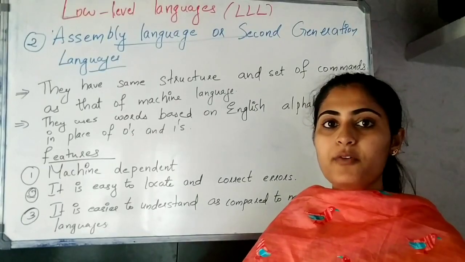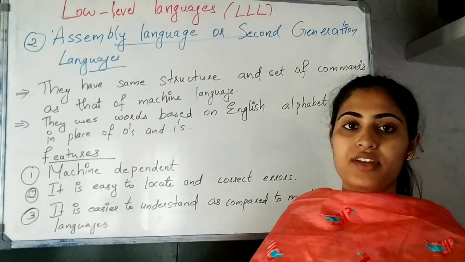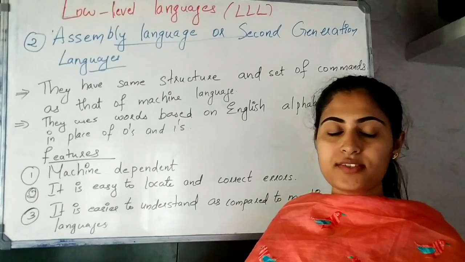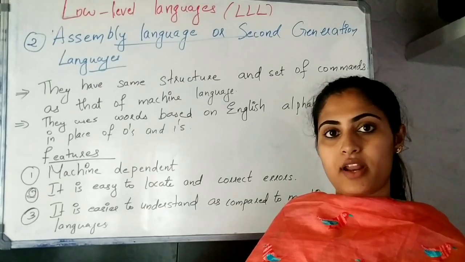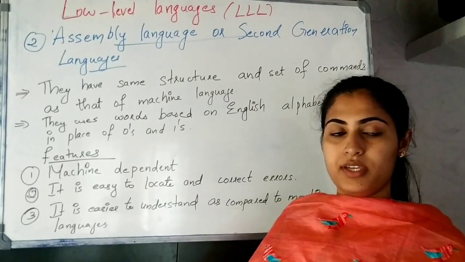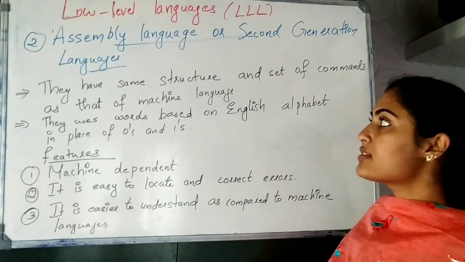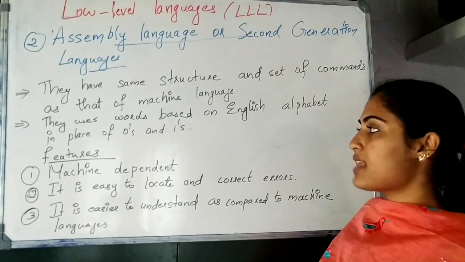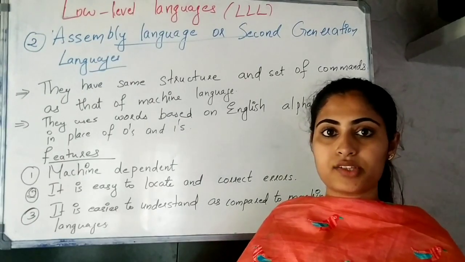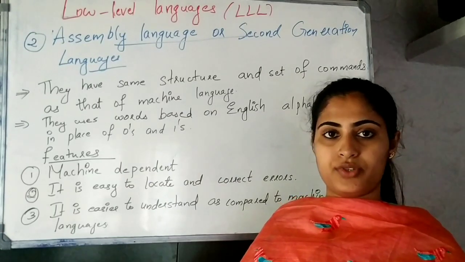The second type of low-level language is assembly language, or second generation languages. Machine language's other name was first generation language, and for assembly language, the other name is second generation languages. In assembly language, they have the same structure and set of commands as that of the machine language. So machine language and assembly language have the same structure and same set of commands.